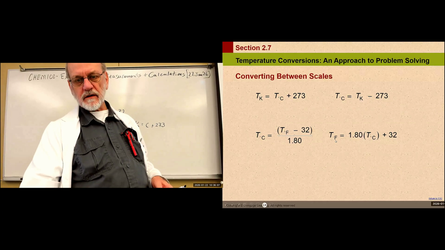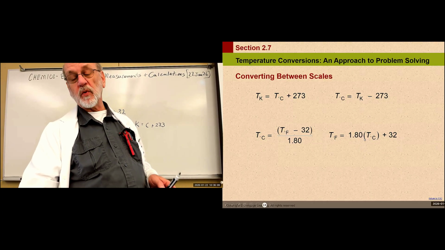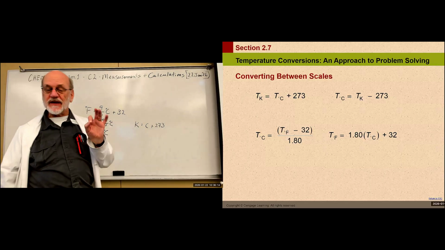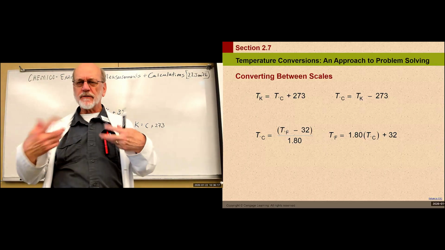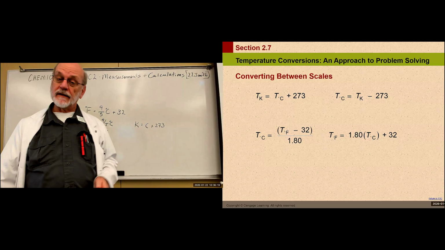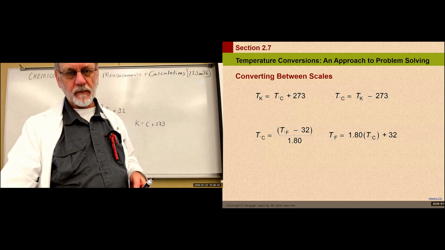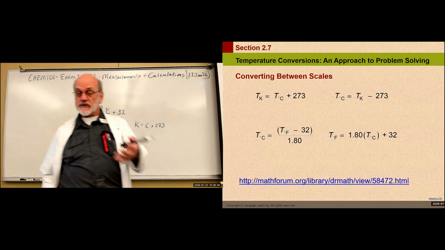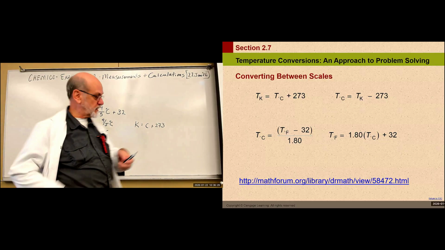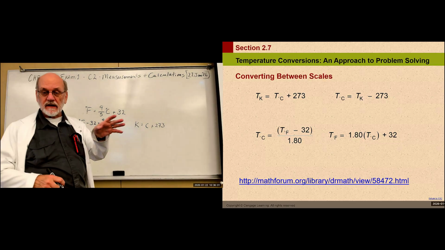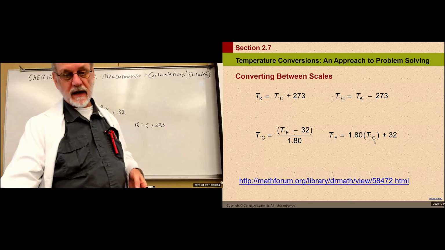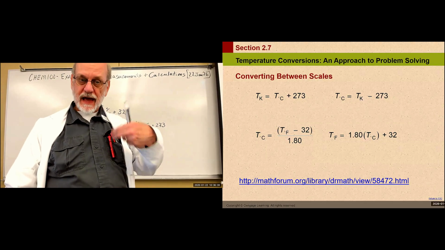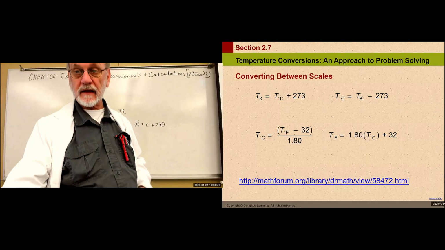Notice this formula down here. Temperature in Fahrenheit equals 1.8 times temperature in Celsius. 1.8 is the same as 9/5, but I learned 9/5 when I was memorizing this stuff, so that's what I used. If you're interested in how this formula was derived, I put this link in here. I think it's still active, and it will tell you how that formula is derived mathematically.